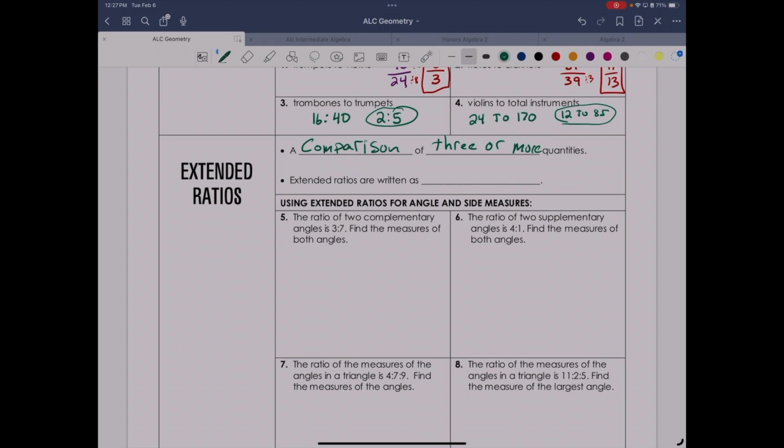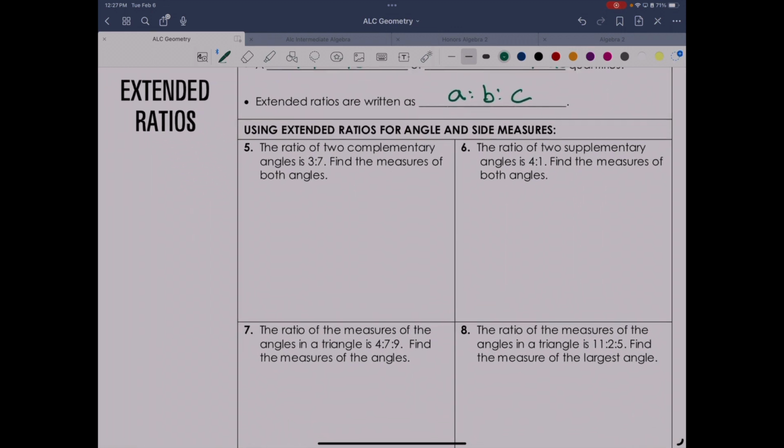And is oftentimes written in the form A, B, C. The number of violins to the number of trumpets to the number of total. Something like that. A lot of times when we're using extended ratios, we're going to use them for angles and side measurements of a triangle. But it's just a comparison between 3 or more. So if we look at a couple of examples of this.